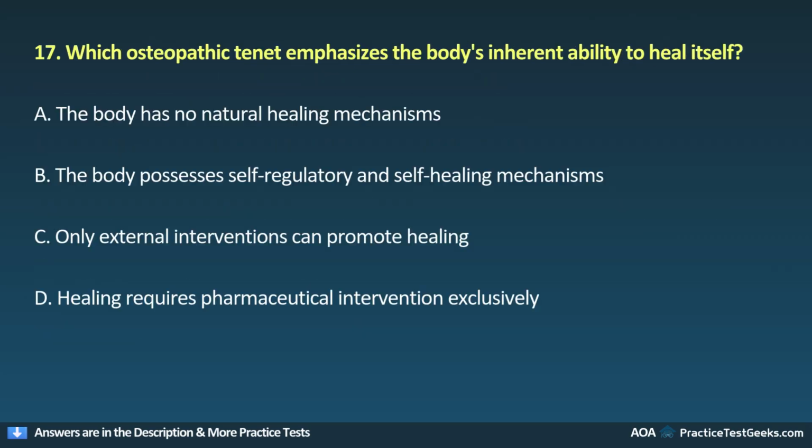17. Which osteopathic tenet emphasizes the body's inherent ability to heal itself? A. The body has no natural healing mechanisms. B. The body possesses self-regulatory and self-healing mechanisms. C. Only external interventions can promote healing. D. Healing requires pharmaceutical intervention exclusively.